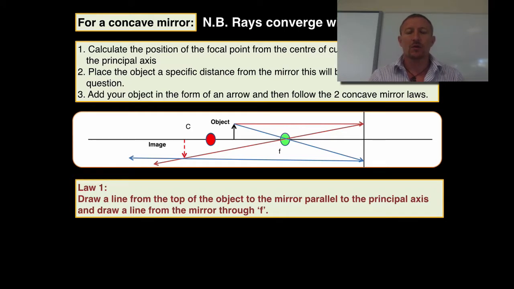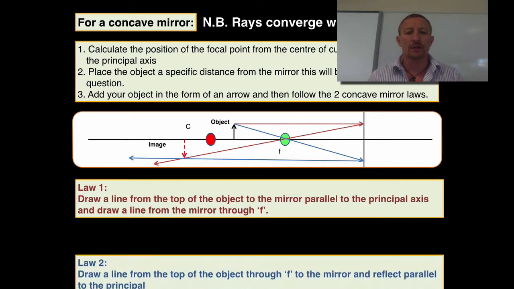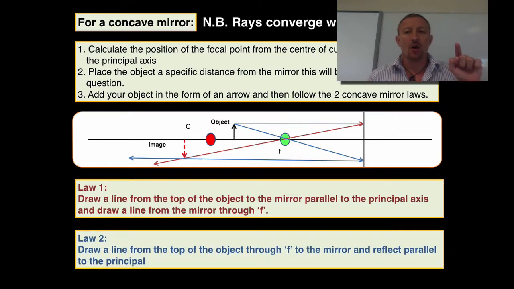The second law basically follows the blue line, and in this case the top of the object goes through the focal point to where it hits the mirror, and then it goes parallel with the principal axis. So from the top of the object through the focal point to the mirror, and from that mirror horizontal, parallel with the principal axis, and where the two lines cross is going to be our image. Now you can see in this case the image is upside down, and slightly enlarged. We also call it real.